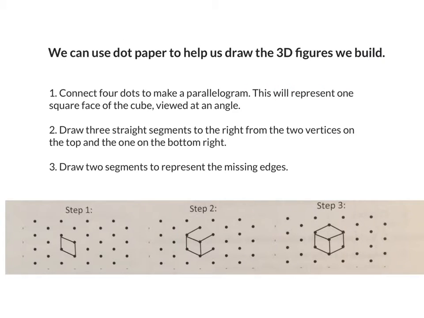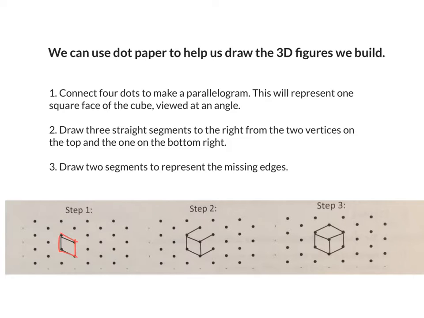Okay? In order to help us use dot paper to draw the 3D figures we build, I'm first just going to show you how to draw 1 cube. Don't you agree that this, when we get to the end, step 3 right here, it looks like a 3D cube? Okay, here's how you do it. You don't start by drawing a square. You connect 4 dots to make a parallelogram. This will represent one face of the cube viewed at an angle.